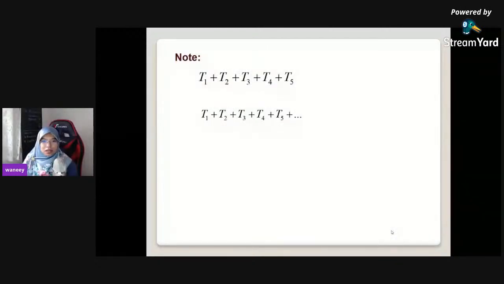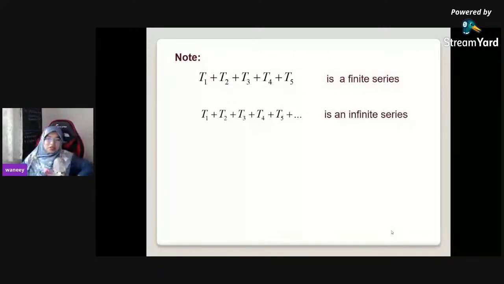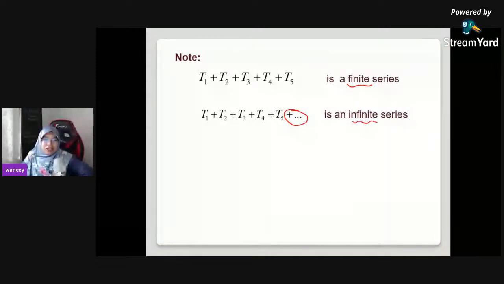Okay, so now this is finite and infinite series. So why do we call it finite or infinite? The difference between them is the plus dot dot dot. If you have plus dot dot dot, it means it keeps on going, so it is infinite. If you stop at, say, 5, this is a finite series. It means it stops there. Infinite means it is still long, there is more behind.